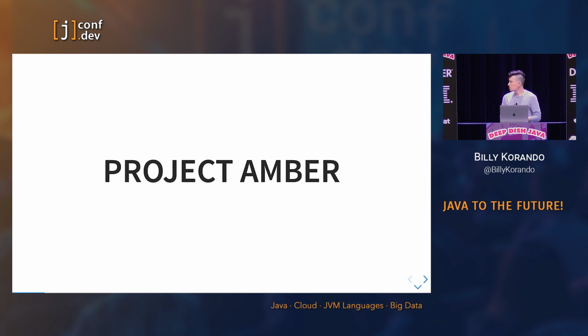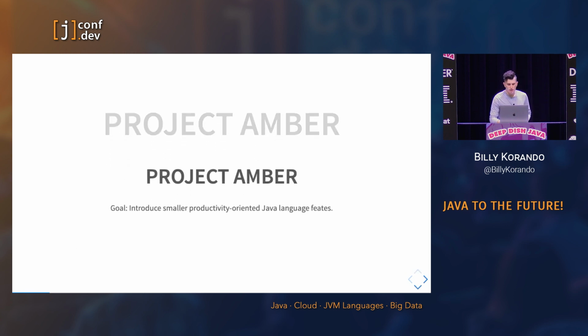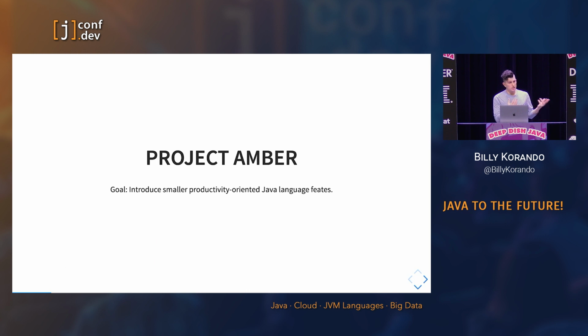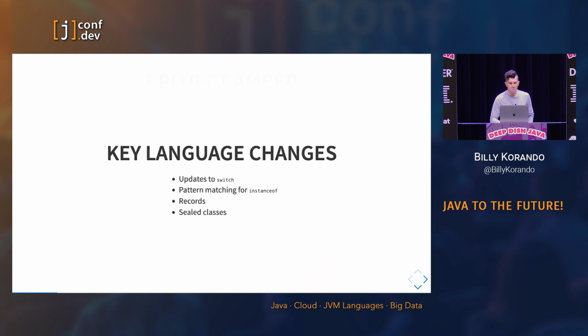So let's first talk about Project Amber. The goal of Project Amber is to introduce smaller productivity-oriented Java language features. I'll have to update the slide. But of all these projects, Project Amber has definitely delivered by far the most, and really the only one that so far has actually delivered full features to the Java mainline.